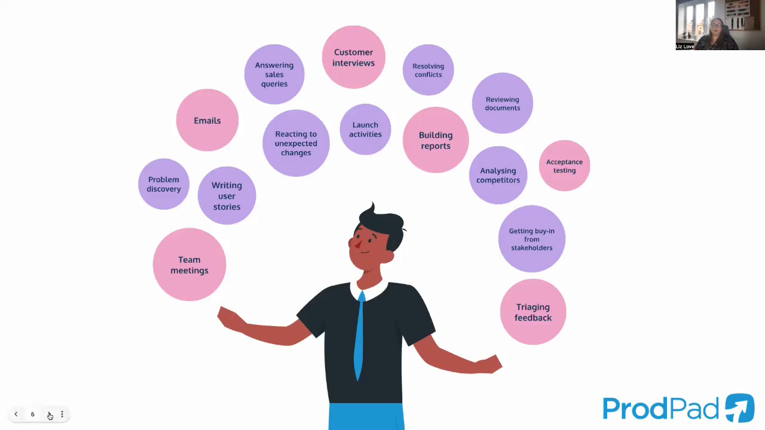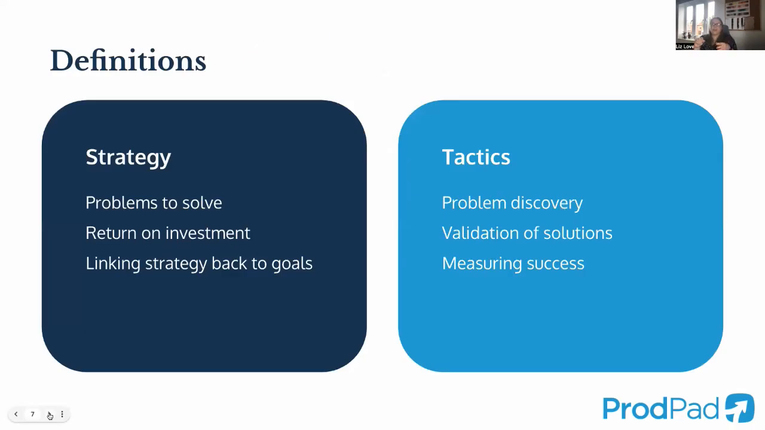Now, I just want to pause at this point and talk about the definitions that I like to use around strategy and tactics. For me, the strategy is the list of problems that you're wanting to solve. It's a way of defining what your return on investment is likely to be, and it's something that you need to link back to the goals that you have in your business.